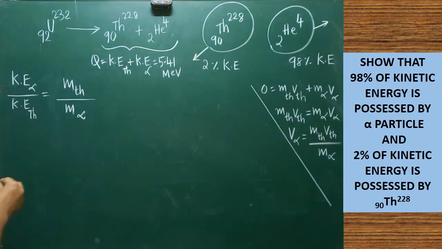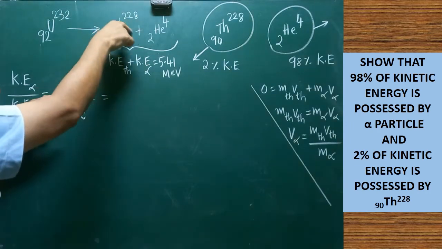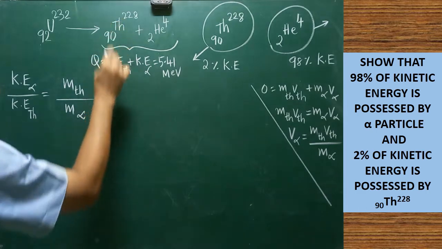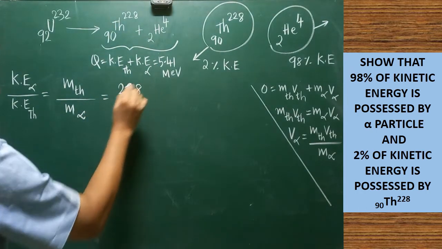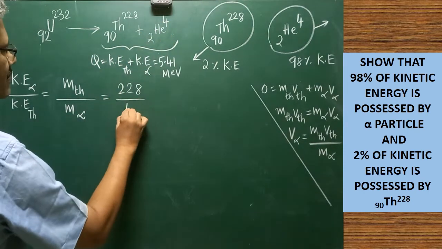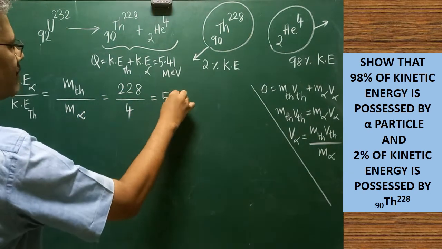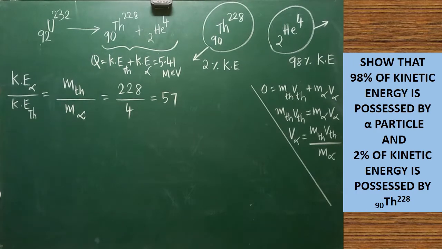So the next thing is, we know the mass of the thorium. From this expression, in the superscript, which one is appearing there? 228 is there. The 228 can be approximately written here. 228 is the mass of the thorium. Are you clear? Mass of alpha particle is nothing but what is this? 4. Are you clear? 228 divided by 4 will be equivalent to 57. So what it shows here, the kinetic energy of alpha is how many times the kinetic energy of thorium? Kinetic energy of alpha is 57 times the kinetic energy of thorium.